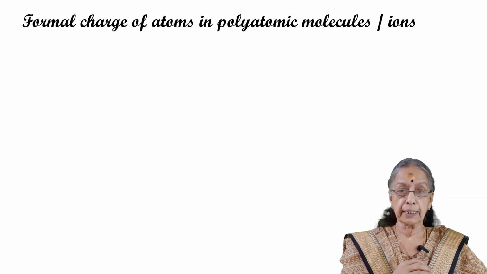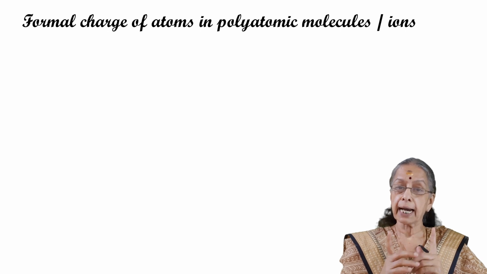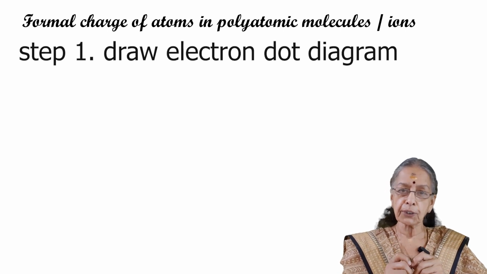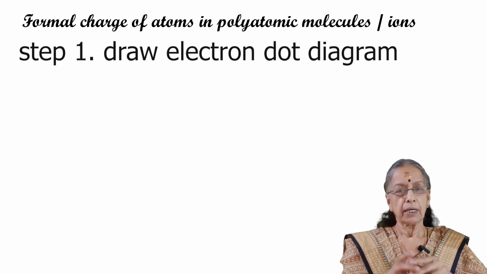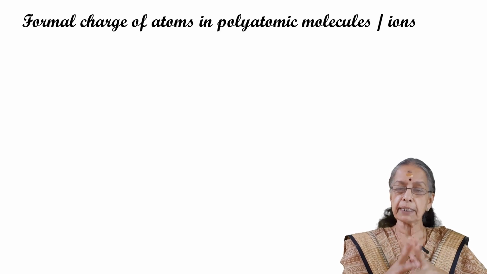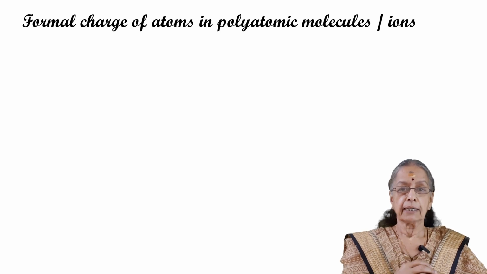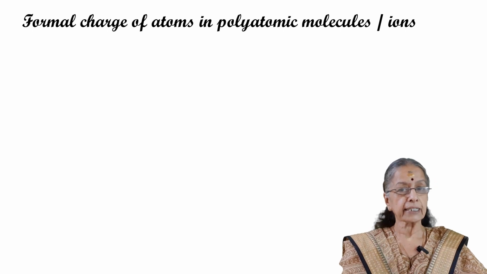In order to calculate the formal charge on the atoms present in a polyatomic molecule or an ion, first we need to represent that molecule or ion by electron dot diagram. Anyway, in this video, we will be discussing the formal charge on molecule. We will do formal charge on ions in the next video.